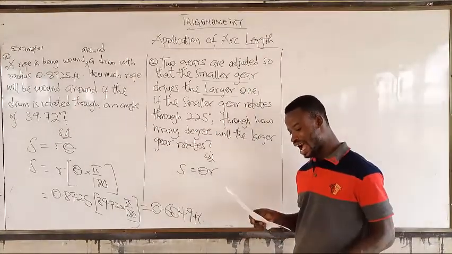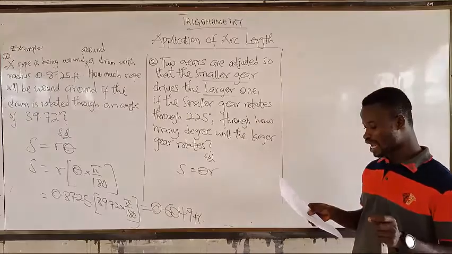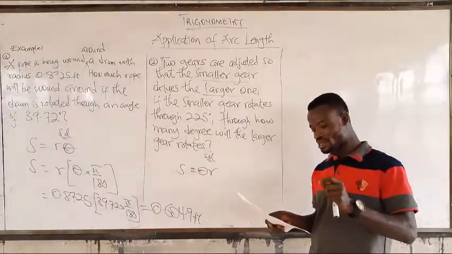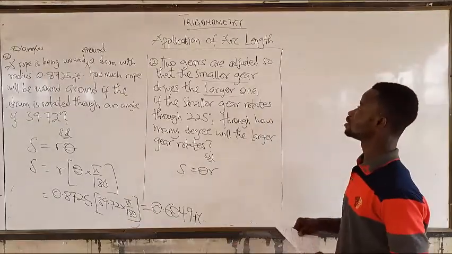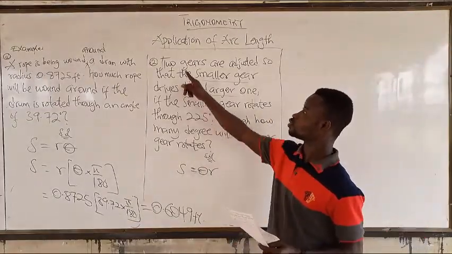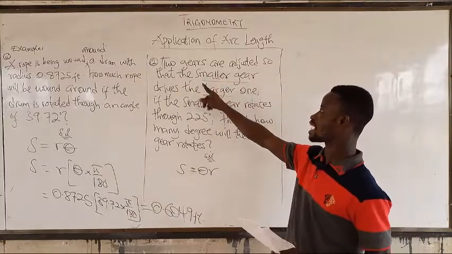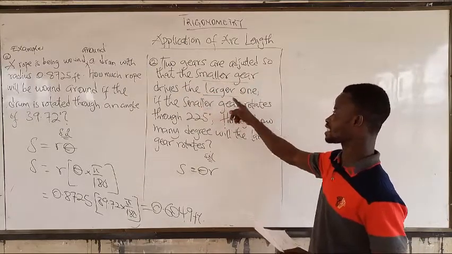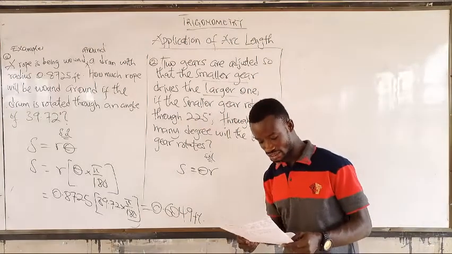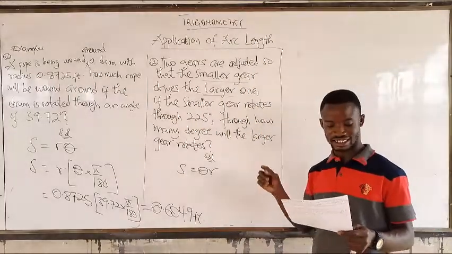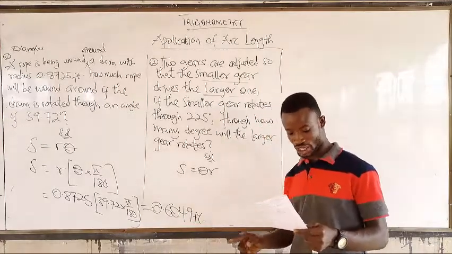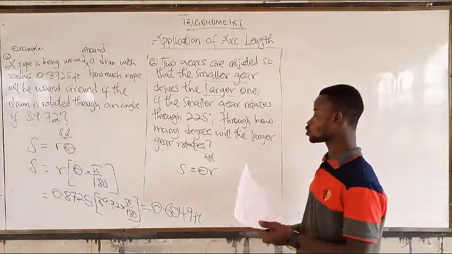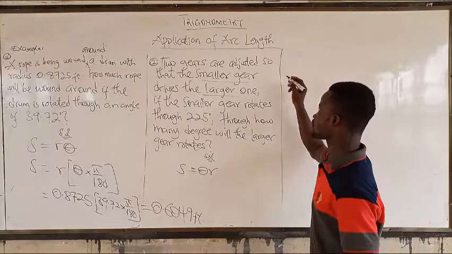So we need to find the arc length on the smaller gear, which determines the motion of the larger gear. Because we are saying that two gears are adjacent so that the smaller gear drives the larger gear. So it's the smaller gear that determines the motion of the larger gear. Very good. So now let's start with the first one.